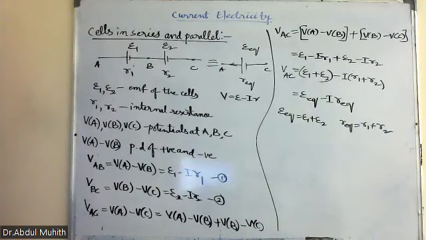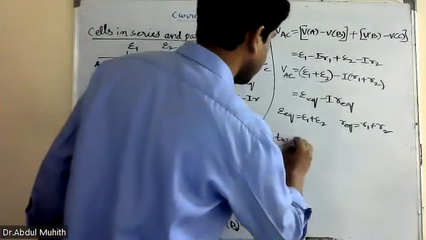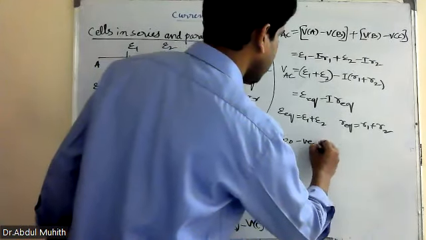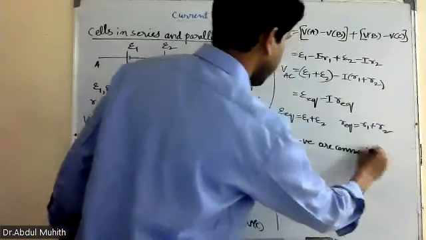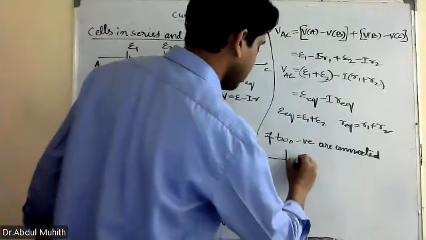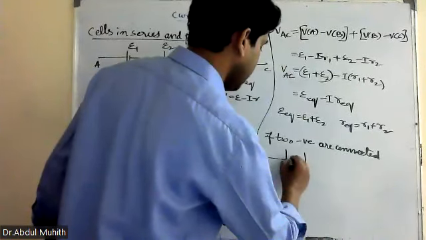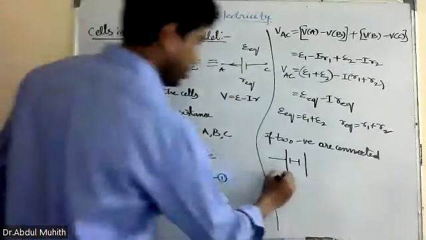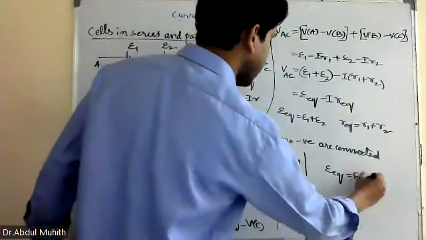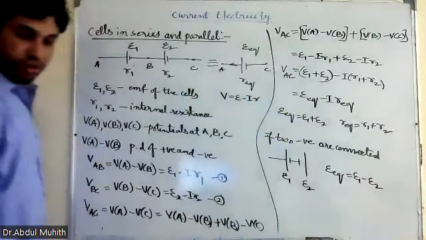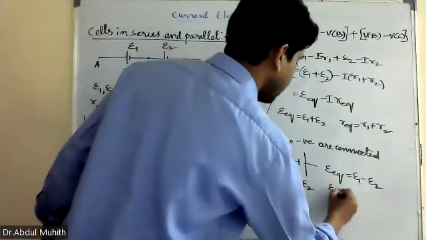So suppose two negatives are connected together. For example, if two negatives or two positives are connected together, like this, in this way. Suppose this is E1 and this is E2. Then what is E equivalent? It is equal to E1 minus E2. Clear? Whichever is bigger, you have to write first, where E1 is greater than E2.